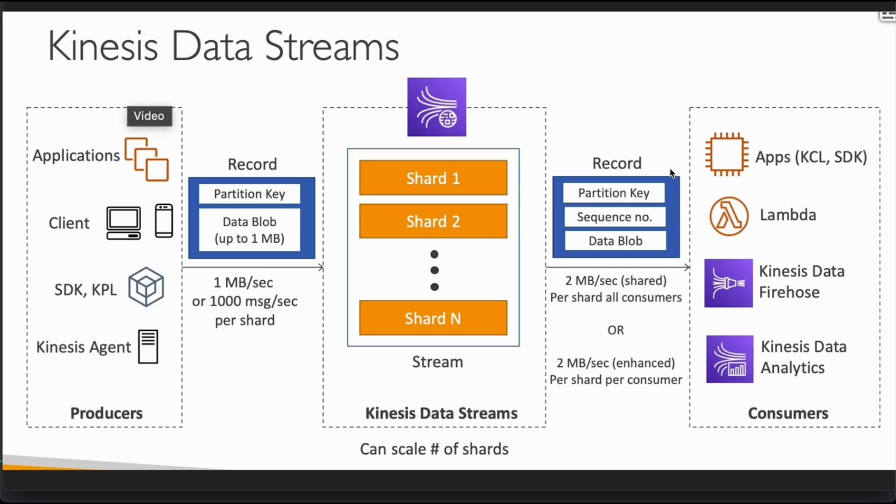Next are the consumers, the applications or services that retrieve the data from the stream. For example, using the partition keys and sequence numbers, each shard supports 2 megabytes per second for consumers.